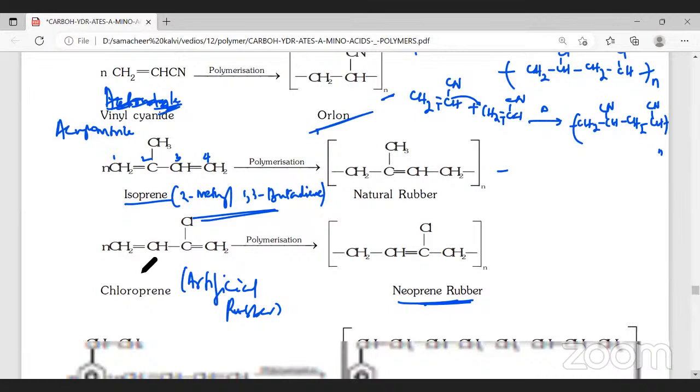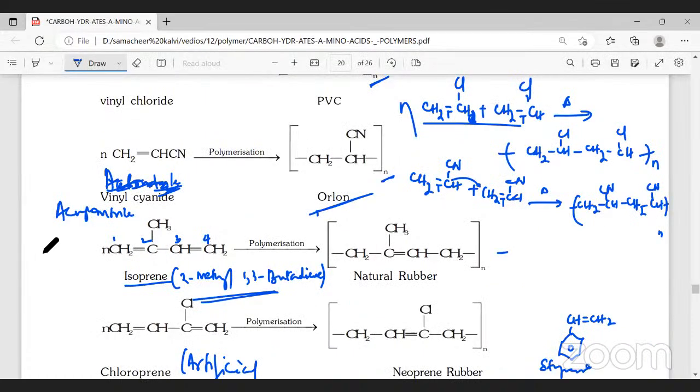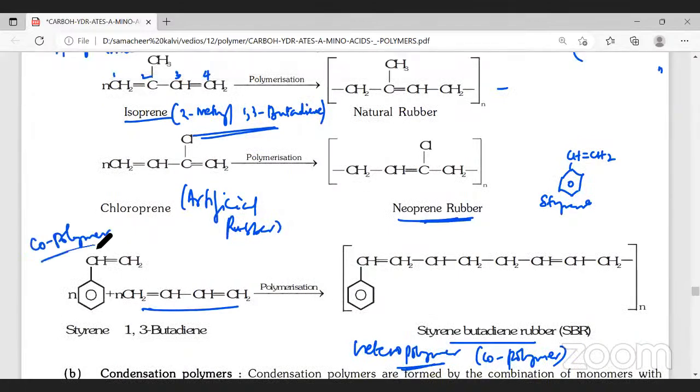And butadiene, 1,3 butadiene. So this is a heteropolymer. All the other polymers we were learning are called homopolymers. And here, what we are going to learn now is a copolymer. Instead of calling it a heteropolymer, we can call it a copolymer. In the NCERT, it is referred to as a copolymer. So styrene and butadiene are two different monomeric units. Therefore, it is called copolymerization.